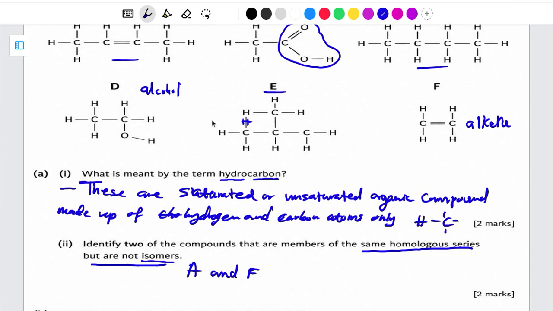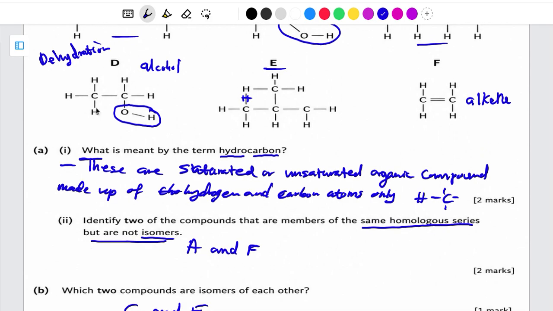So for you to form an alkene from an alcohol, it has to lose this hydroxyl group here. If you're losing a hydroxyl group, we say it is dehydration, because what is going to be formed at the end is water. So that is the dehydration reaction. That is what they are looking for. But remember, what compound is this one? Since this compound here has 2 carbon atoms, this one is going to be ethanol.